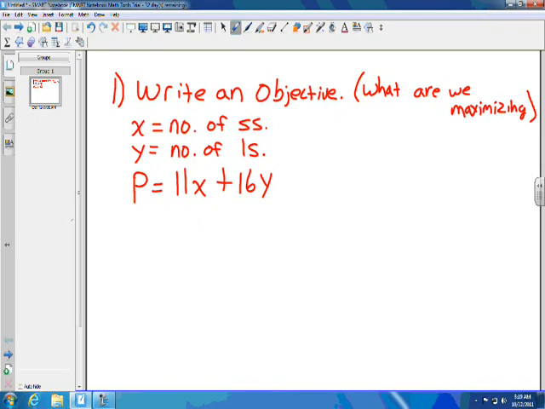So that is step 1. Write your objective. This is your objective. This is what you want to maximize, that profit statement. You want that to be as high as possible. Step 2, you write your constraints.